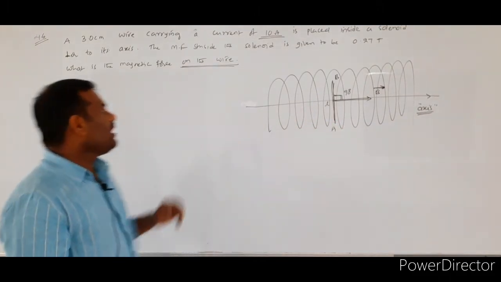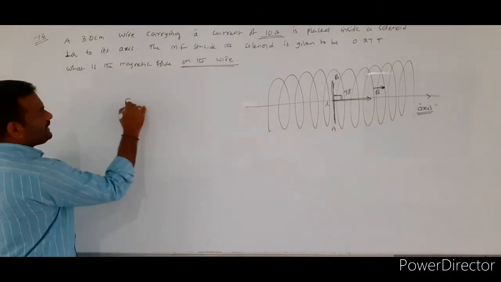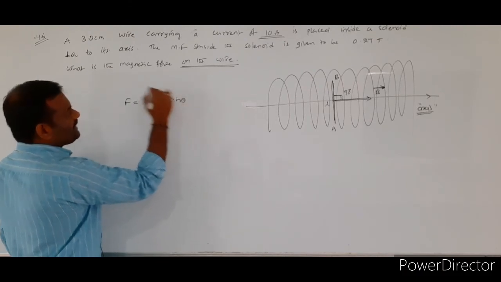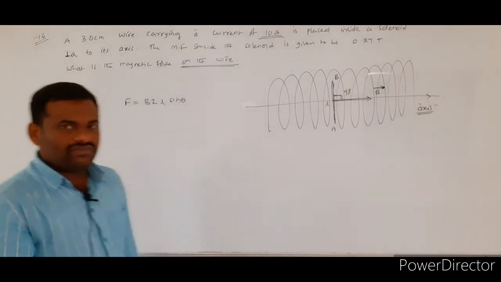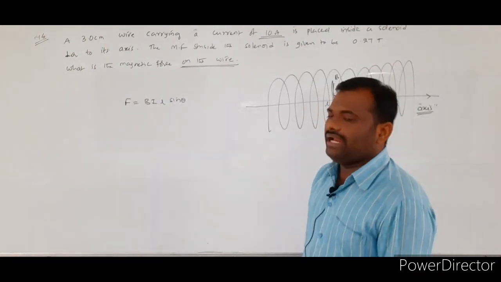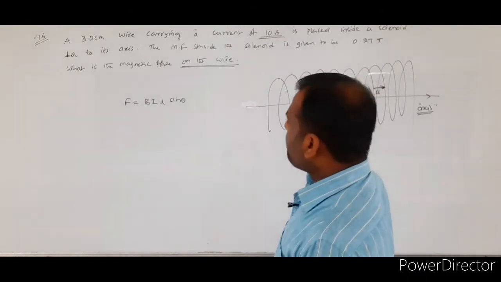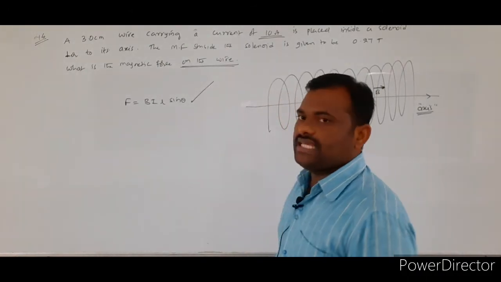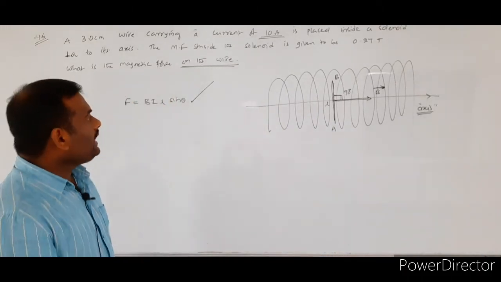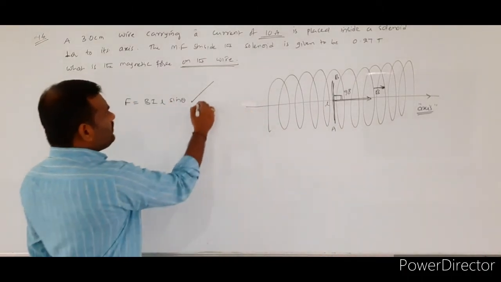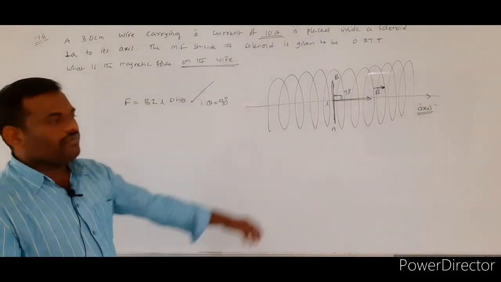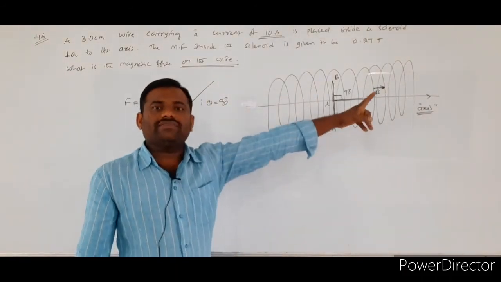Now already we know that the force experienced by any current carrying conducting wire which is placed in a uniform magnetic field is given by F is equal to B I l sin theta. So here the theta value is equal to how much? Theta is nothing but 90 degrees, since the wire is perpendicular to the direction of the magnetic field.